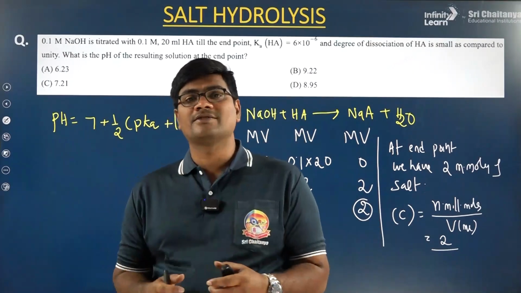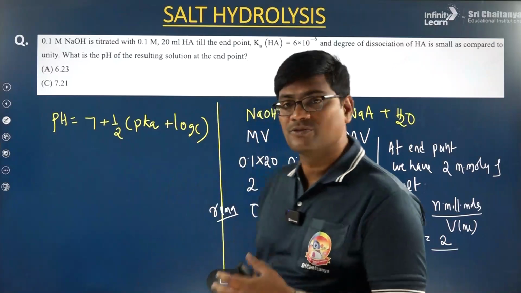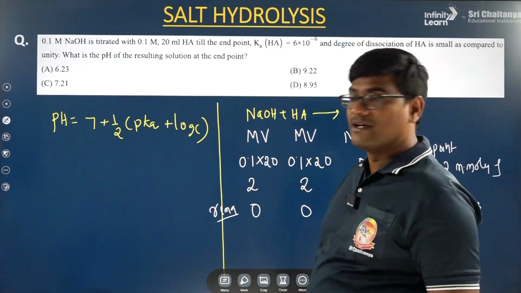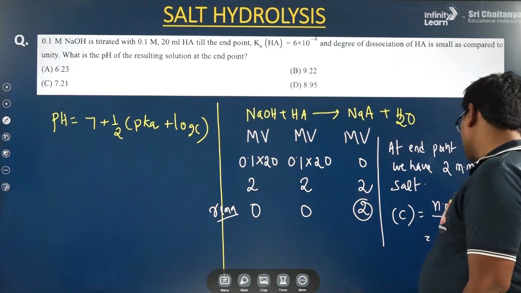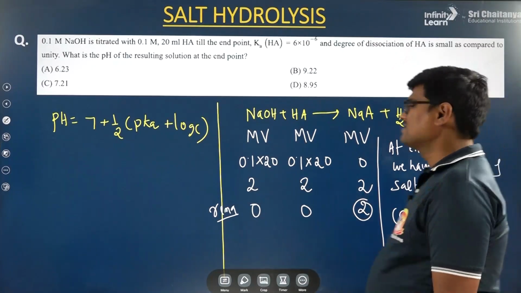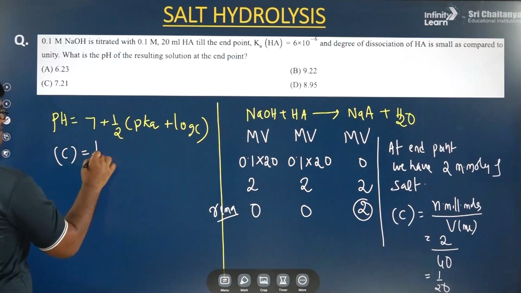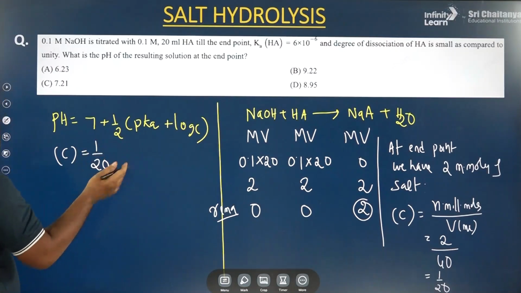For 20 ml of acid, we have used 20 ml of the base. So, 20 plus 20, how much is it? 40. That is a very, very important point. So, what is the concentration? Actually, 1/20. In this formula, we have got concentration as 1/20 and then R 0.05.